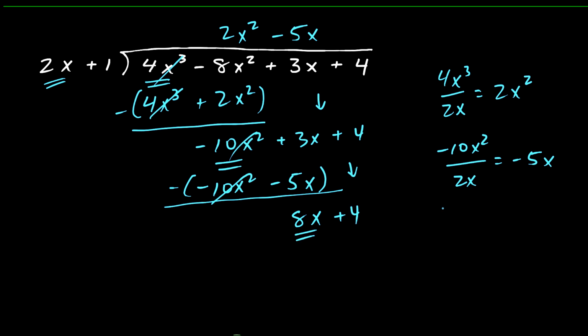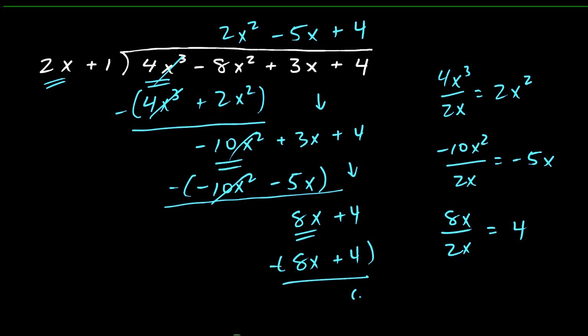Again, lead term here is 8x. So now we take our 8x, divide that by our 2x, and we're left with 4. So up here we put plus 4. 4 times 2x is 8x. Then we do 4 times plus 1 is plus 4. And again, we subtract, and we're left with 0. So again, we have a case where there is no remainder.